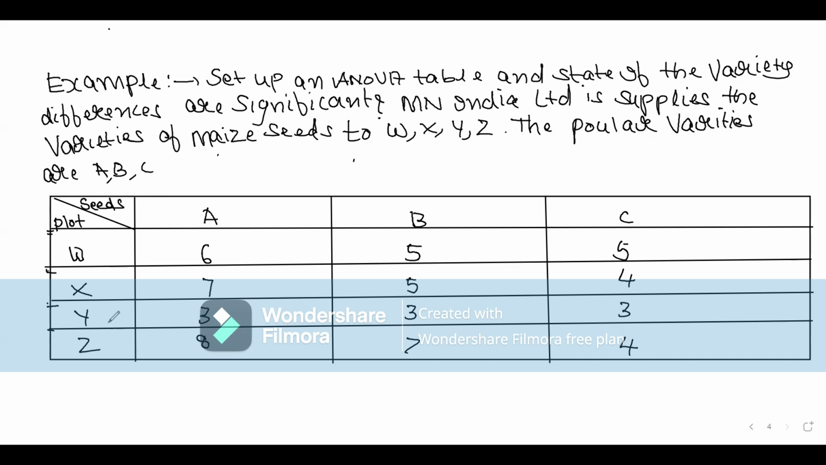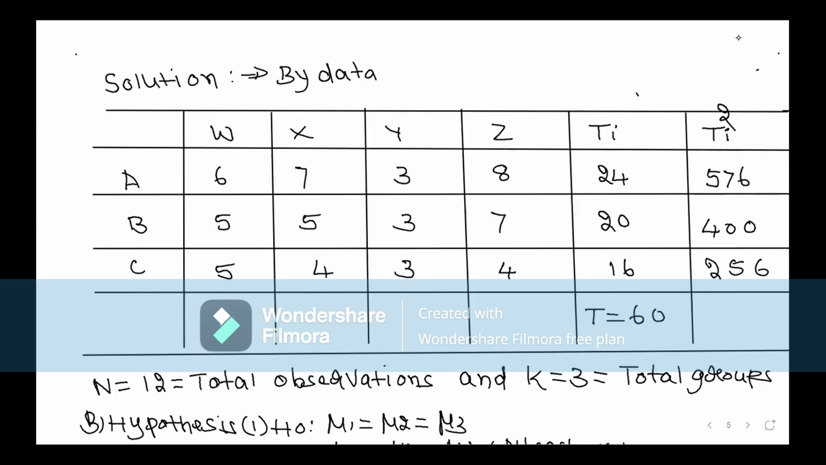The readings are given here: A's readings, B's readings, C's readings. Now we have to solve this by ANOVA, one way ANOVA, with the variation between, error, total and degrees of freedom. My dear students, whatever data the examiner gives you, you have to write it here. You have to find the significance of varieties, meaning A, B, C.